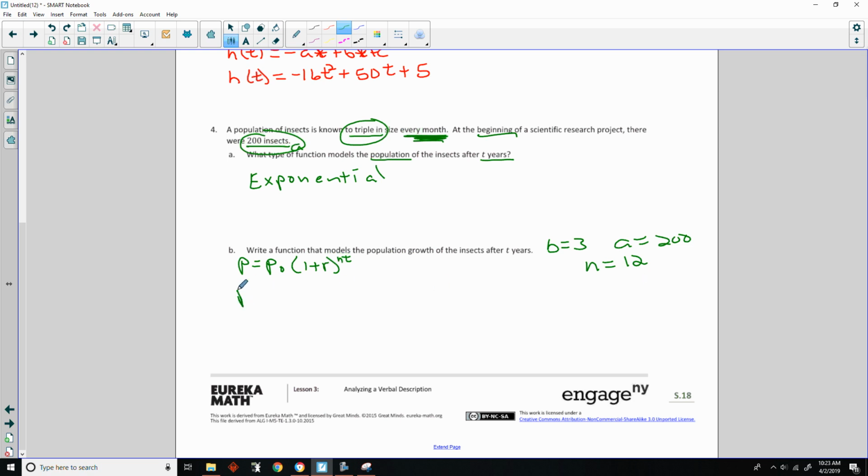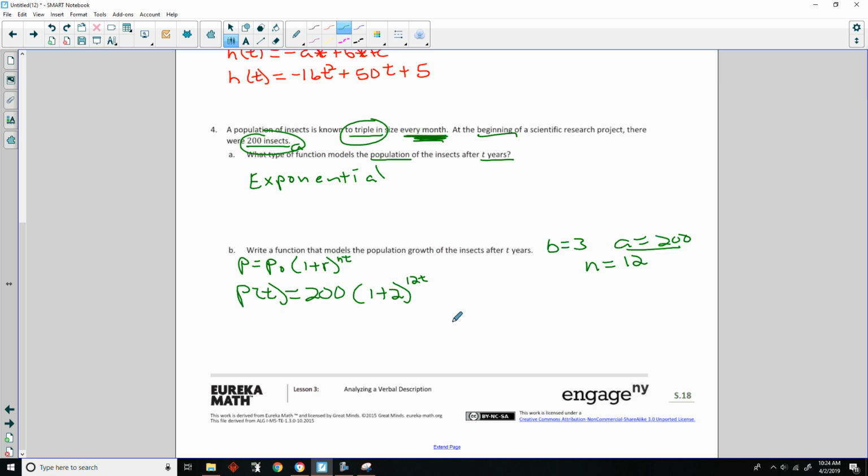So P of t is going to equal our initial value, A, which is 200 right here, times 1 plus our rate. It triples in size every month. So to get to 3, if b is 3, then it's 1 plus 2, so our r is 2. To get our 3 as our b inside here, we were given 1 plus r, so our r is 2, increasing by 2 to triple. We start with 1, and then we'd end up with 3. We're adding 2 to that 1, to the power of n, which is 12, times some time, number of years.